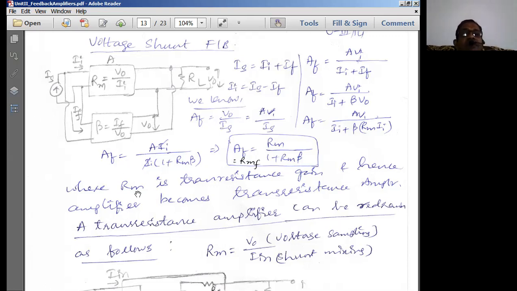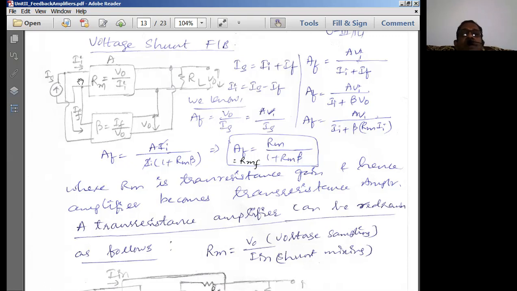Let us see how it is. Now what about the gain? Gain we have to get as A by 1 plus A beta. As it is a voltage sampling, what is the output resistance? It should decrease. That means ROF is equal to RO by 1 plus A beta, we should get.